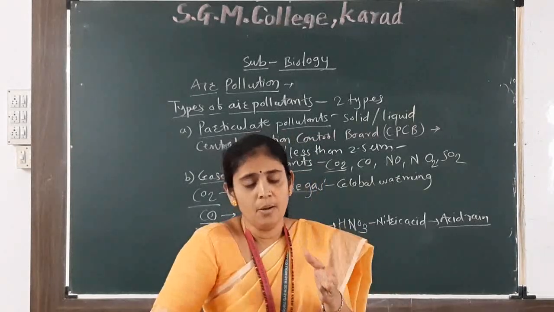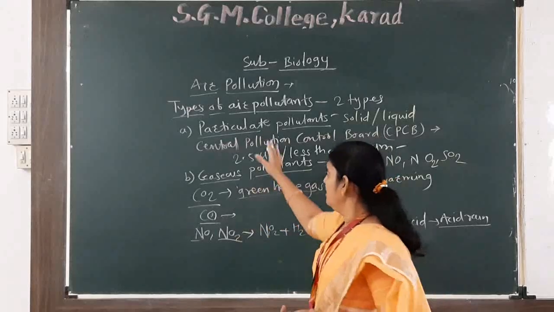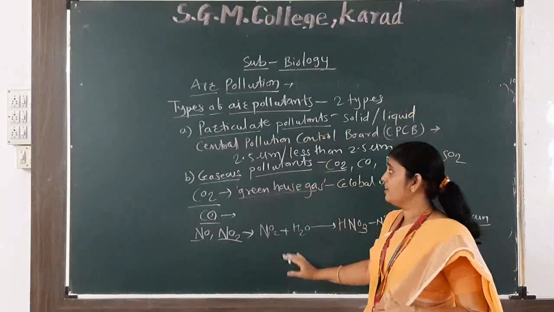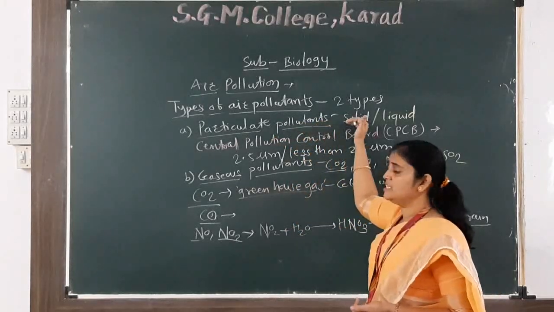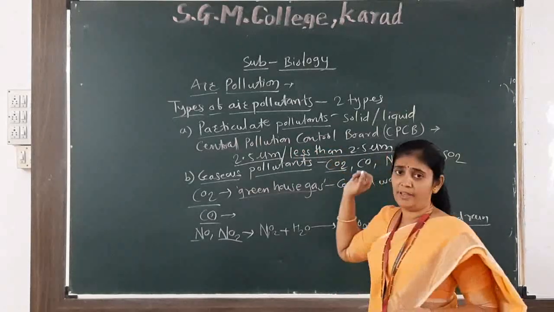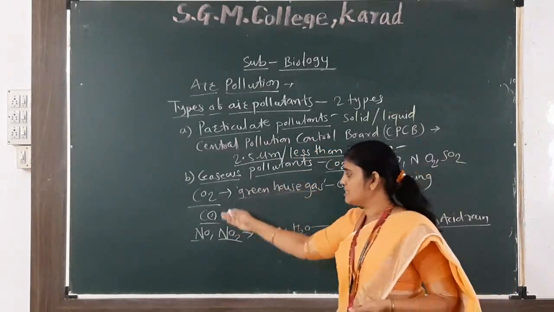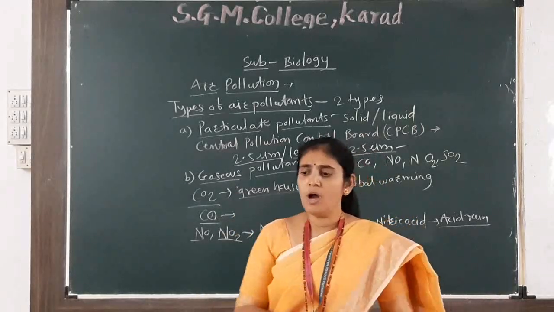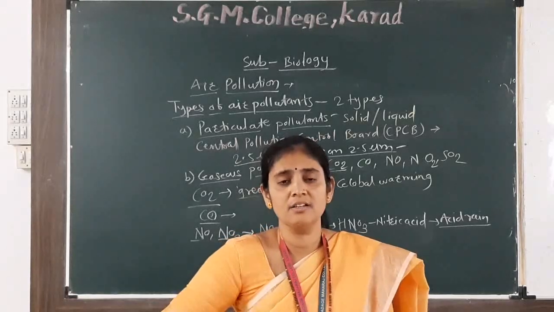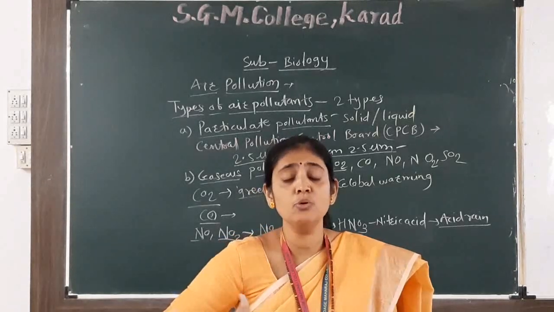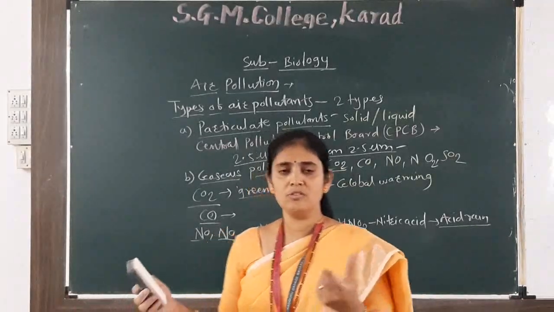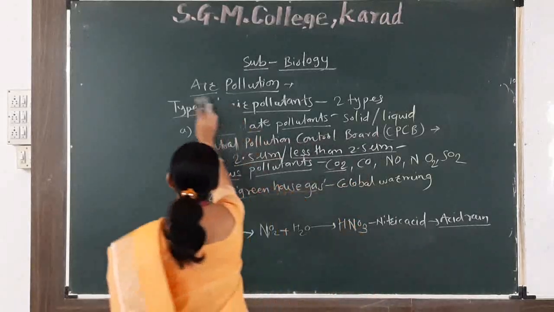So these are different air pollutants which are present in the air. Particulate pollutants means particle size 2.5 micrometer or less than 2.5 micrometer, and then there are different gaseous pollutants. Now how to control these particulate pollutants and gaseous pollutants? What control measures should be used to minimize air pollution?